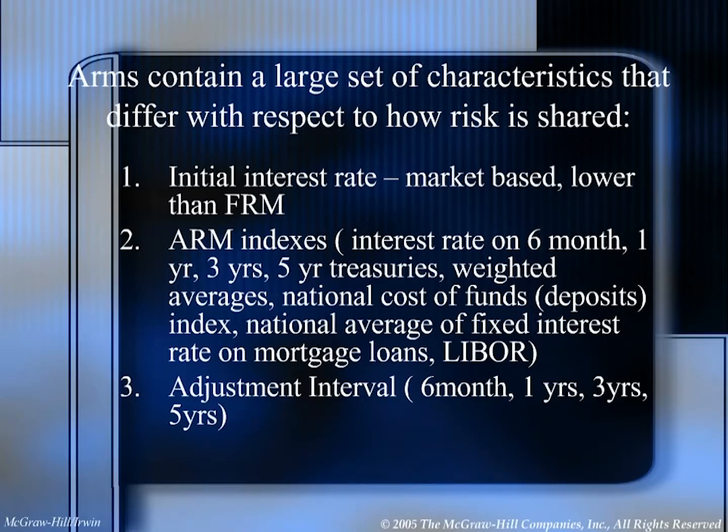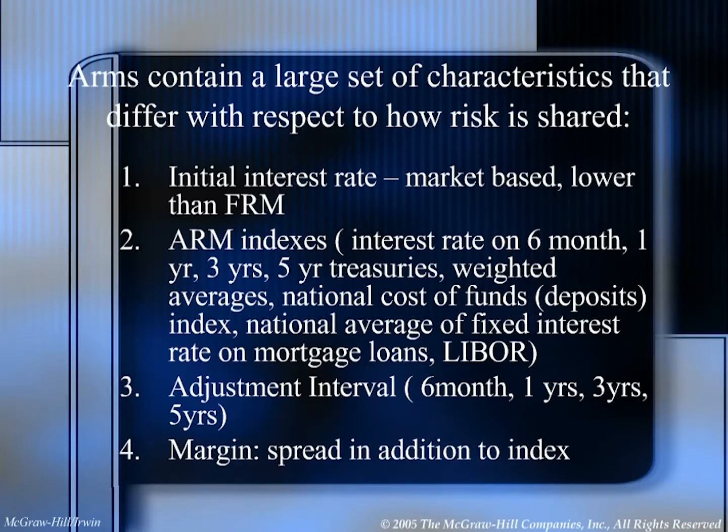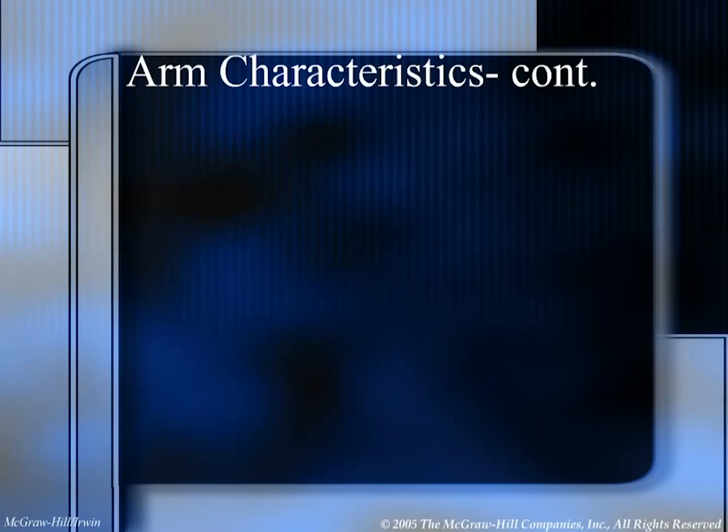The adjustment interval, we just talked about that a lot. The shorter the adjustment interval, the more often it adjusts, the more risk there is to the borrower, the less to the lender. And the margin: after the lender picks an index, they'll always put some amount above the index. So they might say 3-year Treasury plus 2. Now the margin would be the 2. So that spread is going to be a factor. The higher that spread, the more risk that the borrower is taking.